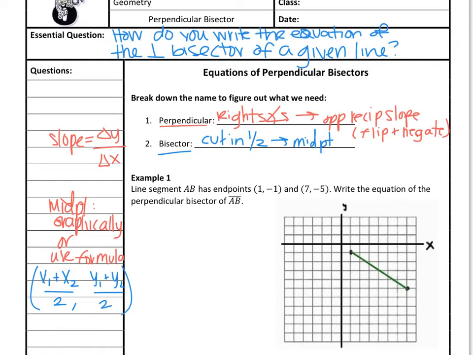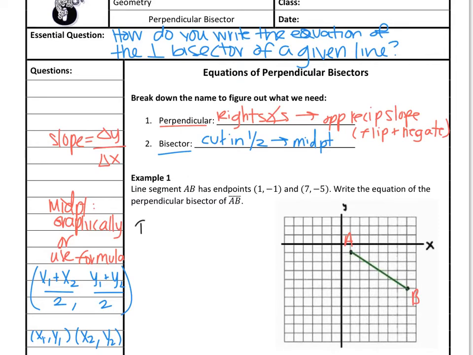So if you're given 2 points, they're given to you as x1, y1, and x2, y2. And then you just plug them in. You're essentially finding the average. So we've got this segment AB plotted. It doesn't have labels, so we should maybe consider labeling it A and B based on the coordinates they gave us. Write the equation of the perpendicular bisector of AB.